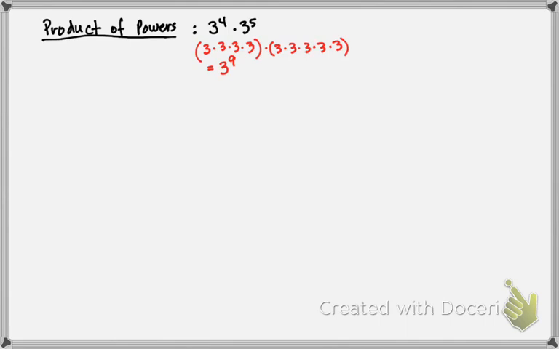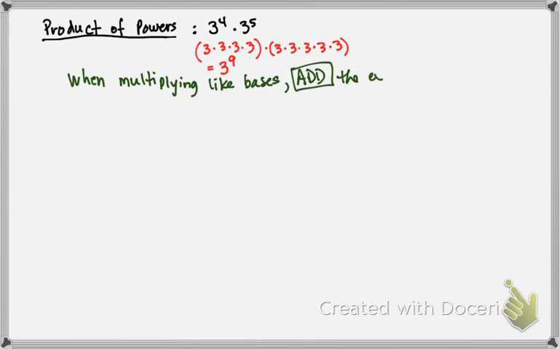When I'm multiplying two powers and the bases are the same, is there a fast way to figure out what its exponent's going to be? And the answer is, yeah, there is. So here's what it is. When multiplying like bases, you're going to add the exponents. I'm sure you caught that if I took 4 plus 3, I would get 7. So, fast way of doing this, okay?